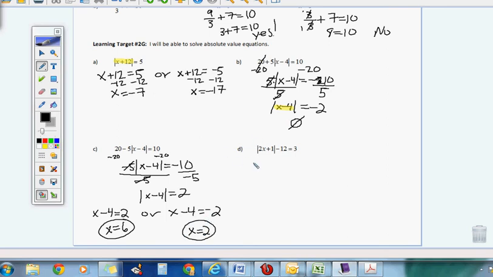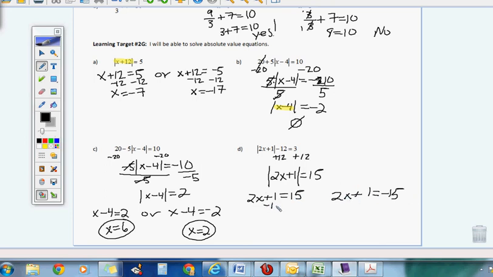All right, last one here. First thing I'm going to do is I'm going to add 12 to both sides. So now I have a little bit more complicated binomial on the inside there, 2x plus 1, but it's equal to 15. So now I just do my split. I think I misspoke on this one. 2x plus 1 could be 15, or 2x plus 1 could be -15.